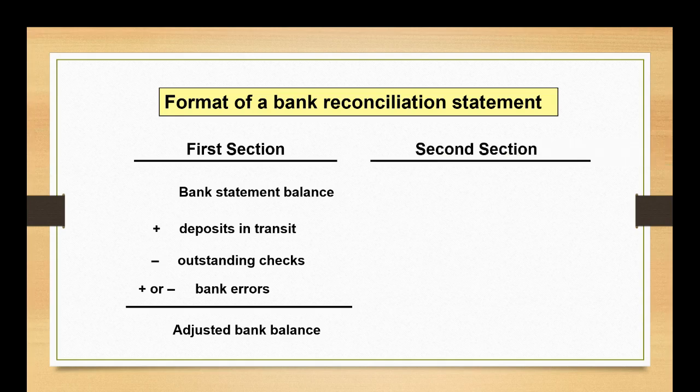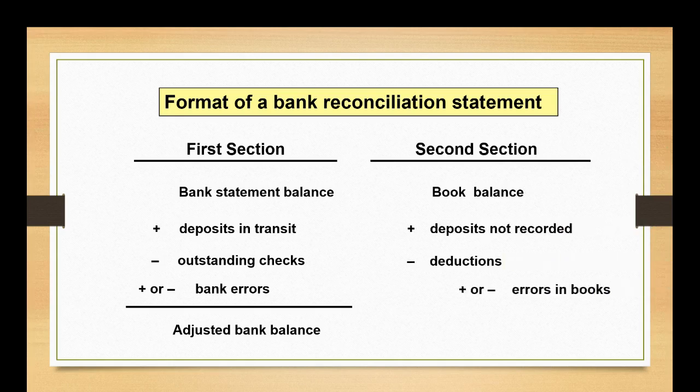On the book side, or the second section, you'll write in the book balance on the same cutoff date. You'll add in deposits that haven't been recorded, like the collection of a note. You'll take out deductions that the bank has written down that you didn't know about. Most common are fees and NSF checks from customers.